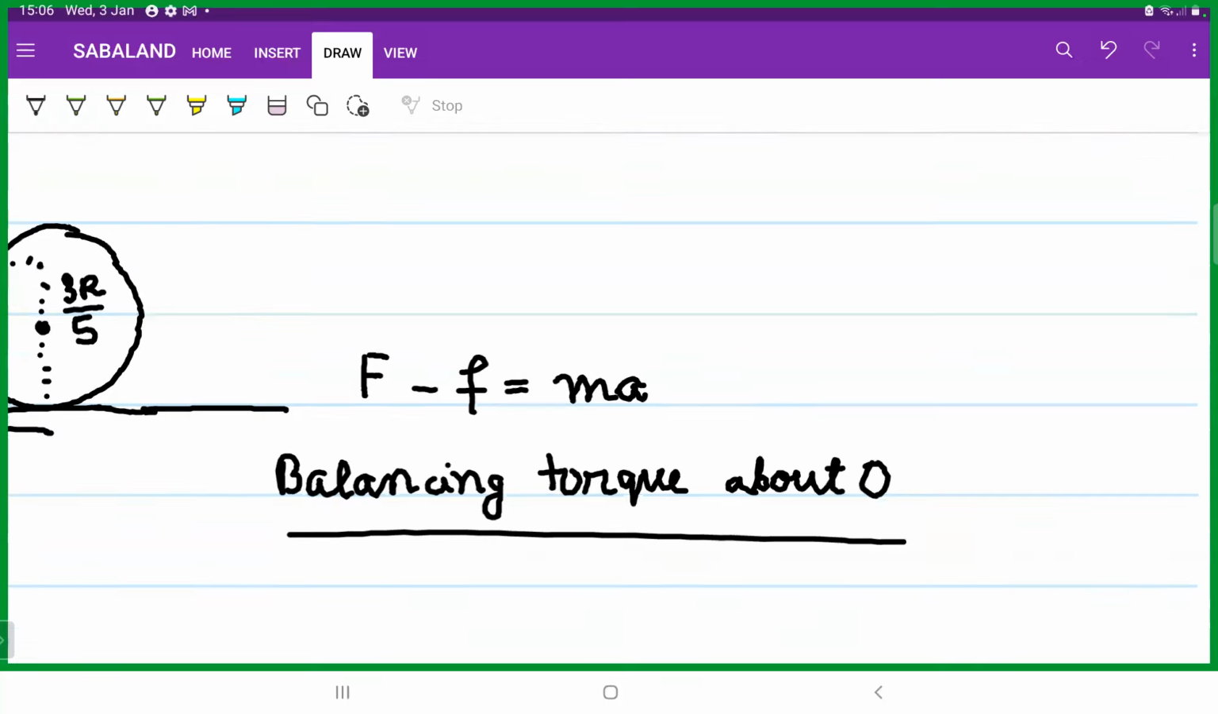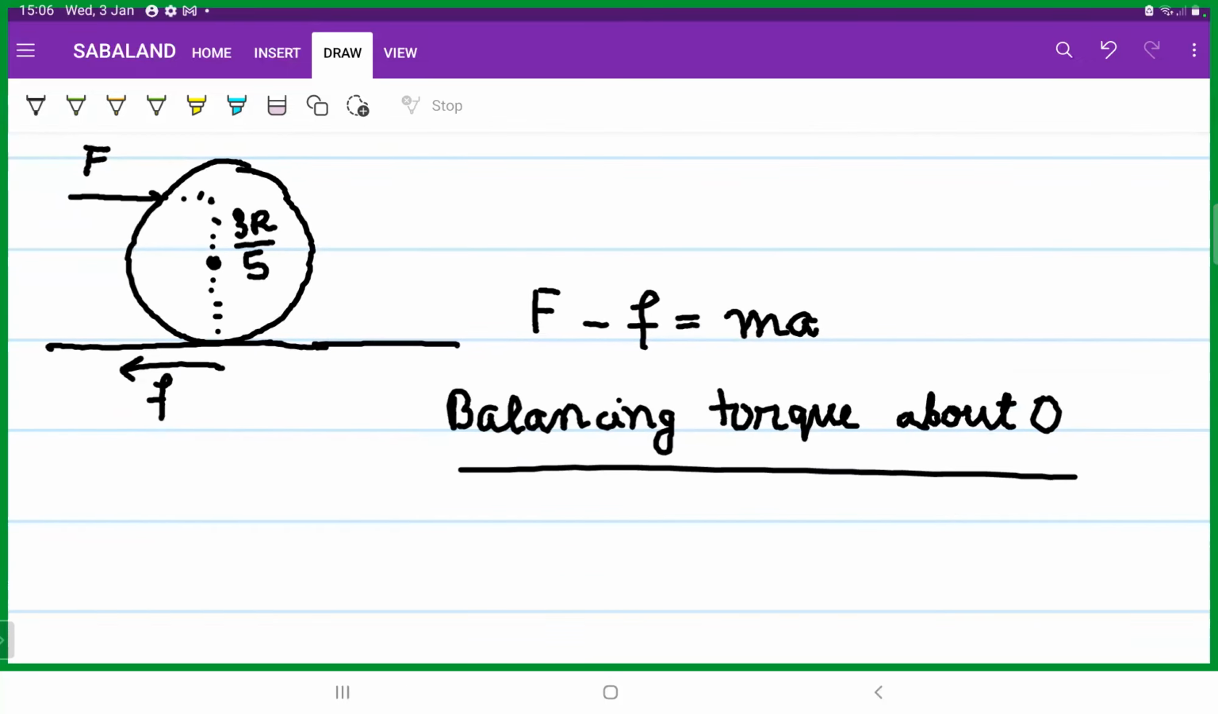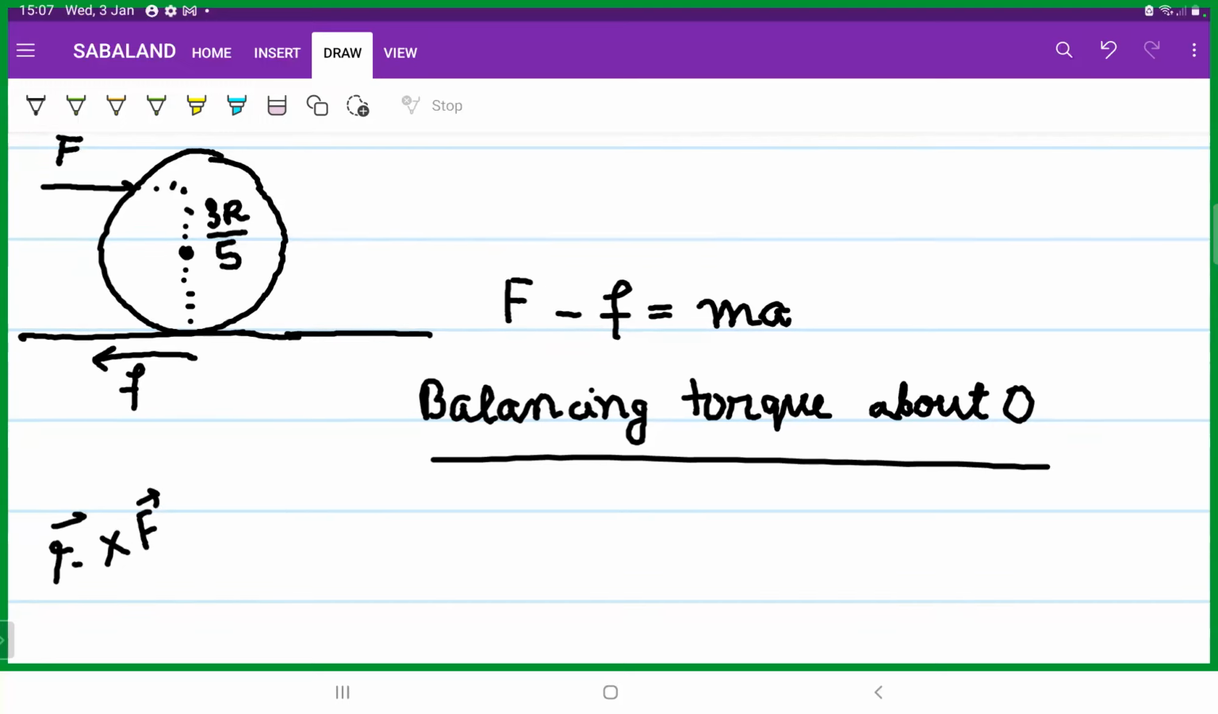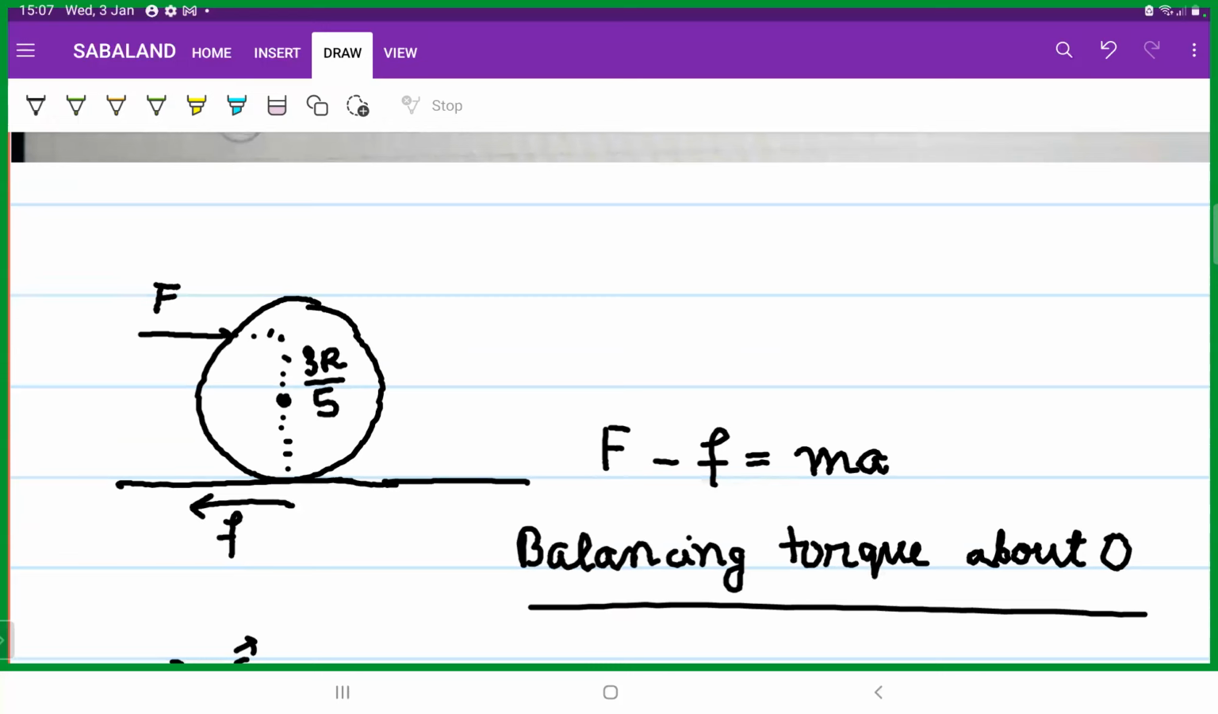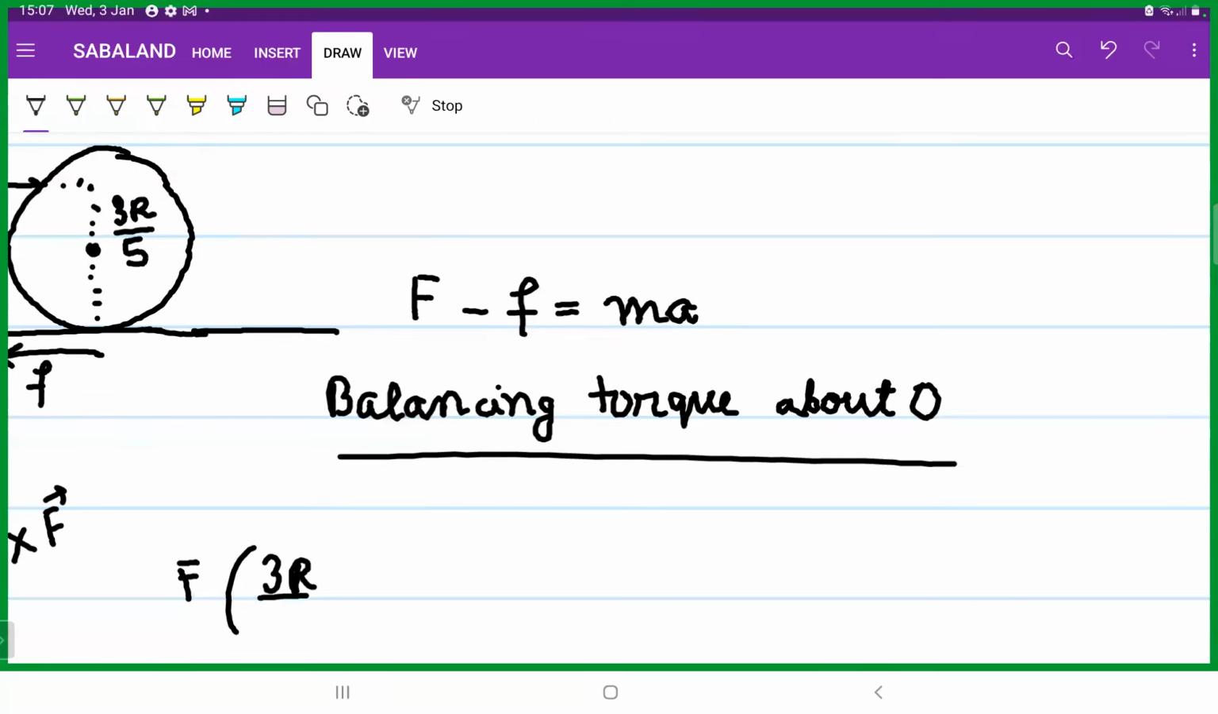Now if you apply the cross product, we know that the value of torque is r cross F. If you use the various methods for finding the direction, you will find that the torque because of the friction and the torque because of the applied force are in the same direction. You should be mature enough to find the direction of the torque. So the equation will go something like this: F into 3r by 5, since we are measuring torque from the center, plus f into r, is equal to I alpha.